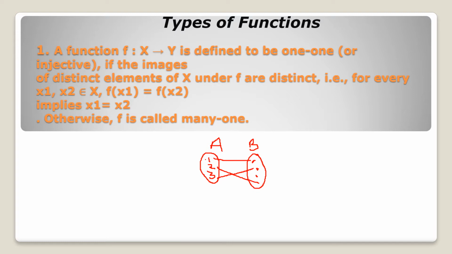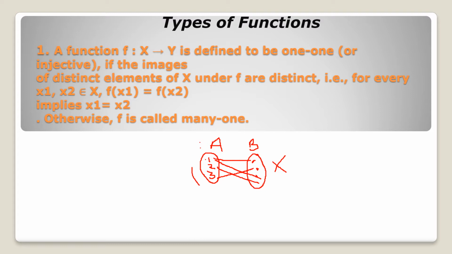So we cannot do it like this, that one is going to this element also, and one is also going to this element. It means that one has two images, which is not possible. If this were there, this would not be a function. So for a relation to be a function, each element in set A must have one and only one image, and the domain of the function must be A. So this is a function from A to B. This is what we had studied in our previous class.